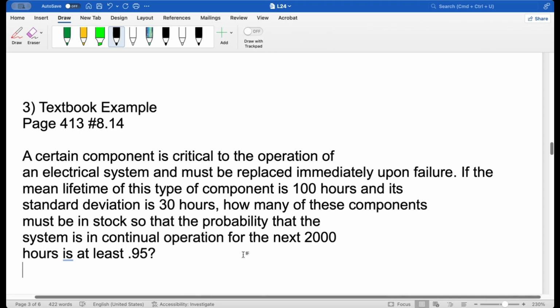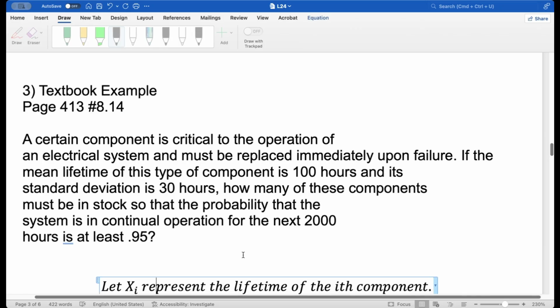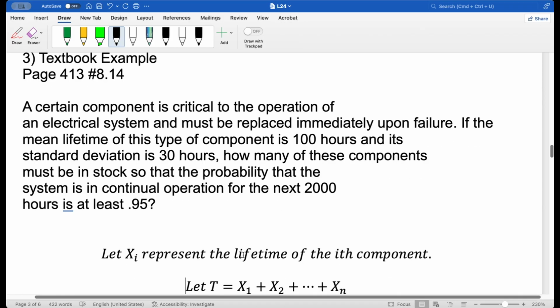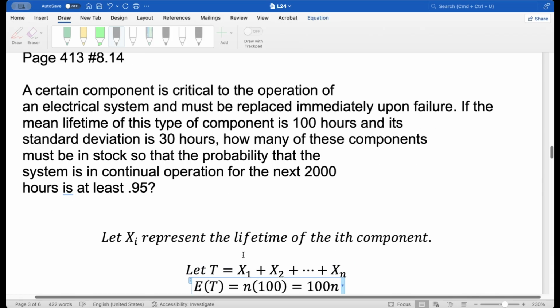So assuming independence here, we have the setup here for the central limit theorem. Independent, identically distributed random variables. All right, so we're going to let X sub i represent the lifetime of a single component, the ith component. And then T is going to be the total. And we want continual operation for 2,000 hours.